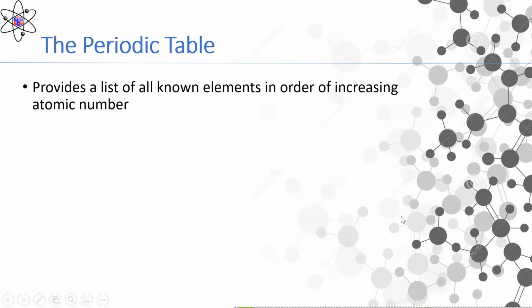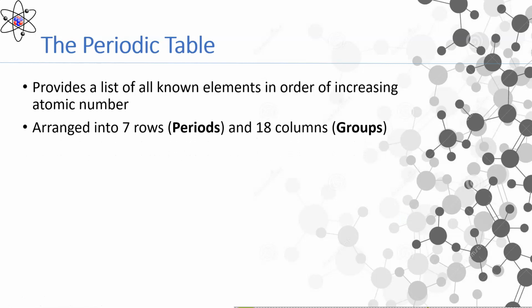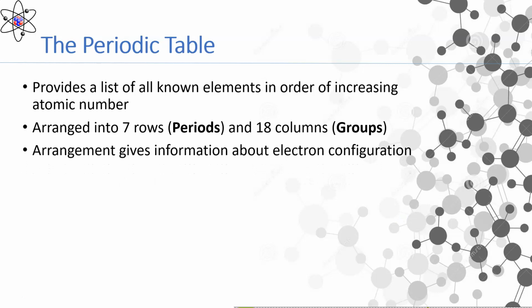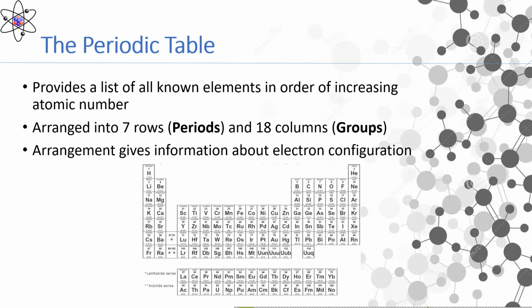Okay, so our periodic table is a list of all the known elements in order of their increasing atomic number. It's arranged in rows or periods, so rows go across, 7 rows in total, or 7 periods, and 18 columns, so columns going down. These are what we call groups. The arrangement gives information about the electronic configuration of the elements. So it's arranged in this way for a reason.